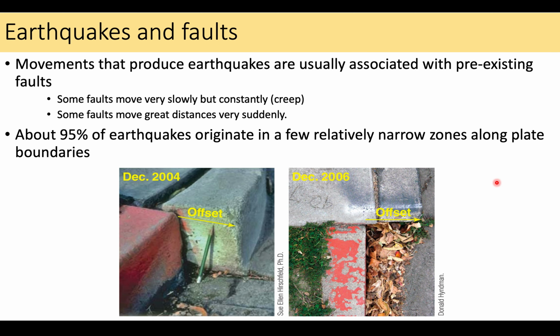So about 95% of earthquakes originate in very, very narrow bands around plate boundaries. So most of our earthquakes are directly associated with plate boundaries.